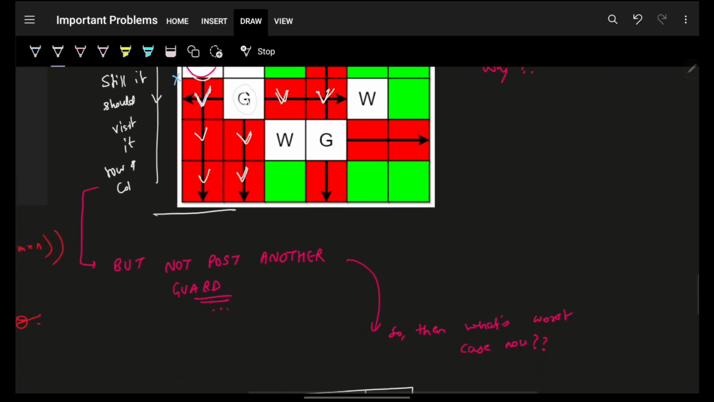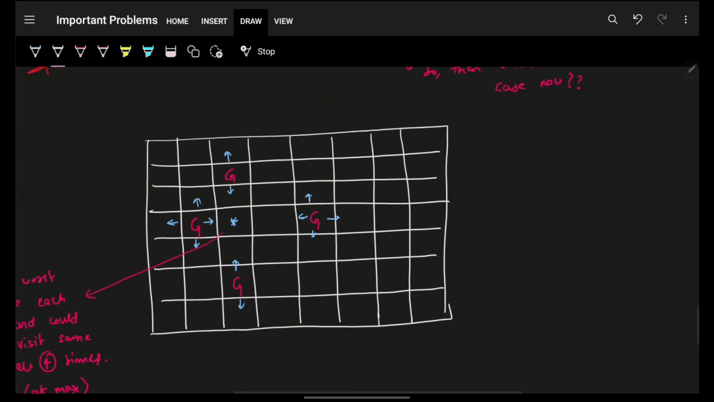Now I ask you, what is now the worst case? The worst case can be if I have one guard here, one guard here, one guard here, and one guard here. These guards will again, let's say this specific guard will visit. This guard will again do a visit. This guard will again do a visit. This guard will again do a visit. So in worst case, any cell can be visited at max 4 times, and that is its worst case complexity, that any cell is being visited at max 4 times.